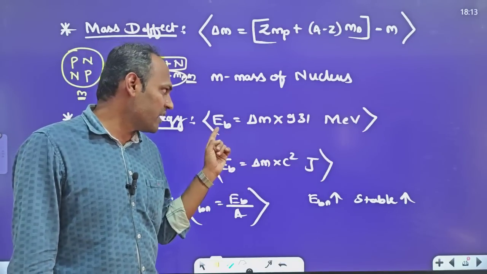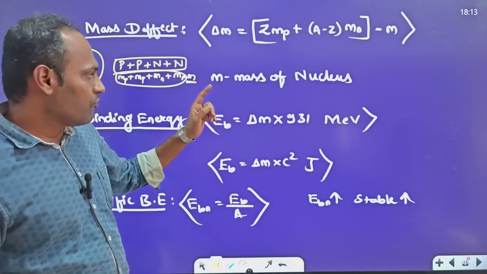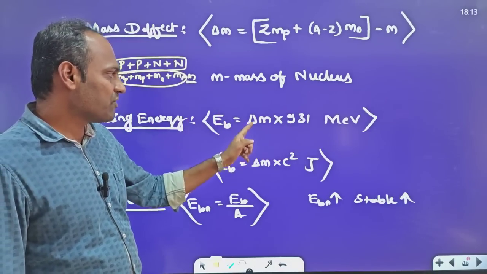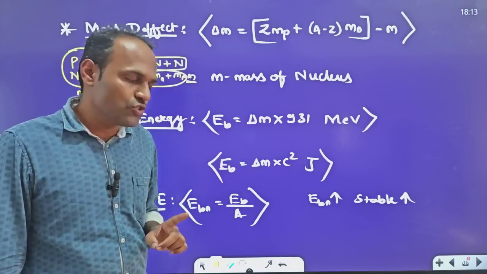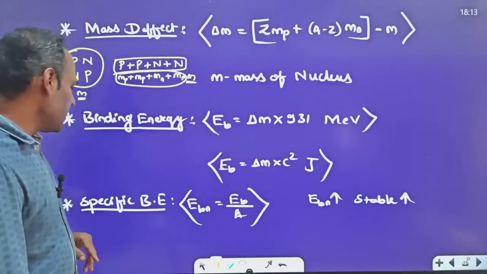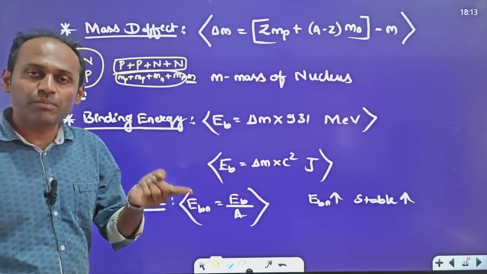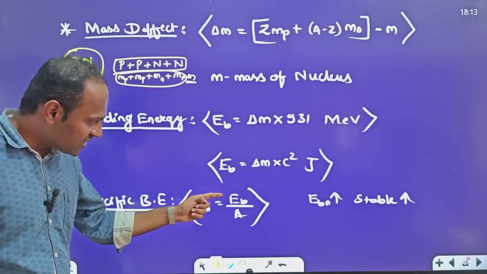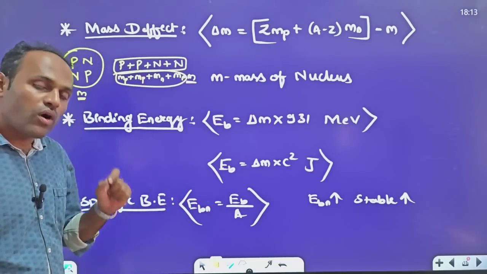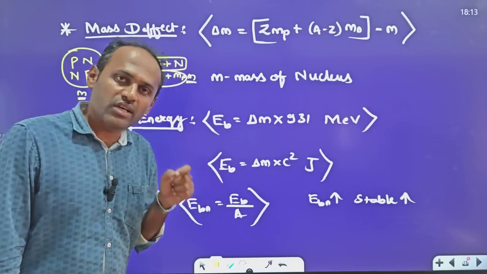This will give you binding energy in terms of mega electron volts. So if you want the energy in mega electron volts, mass defect into 931. If you want the energy in joule, mass defect into c square. Next, specific binding energy. Specific binding energy is binding energy per nucleon, that is, binding energy divided by mass number. What does specific binding energy indicate? If the specific binding energy is more, that nucleus is very stable.